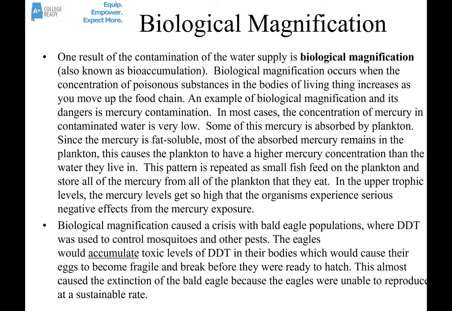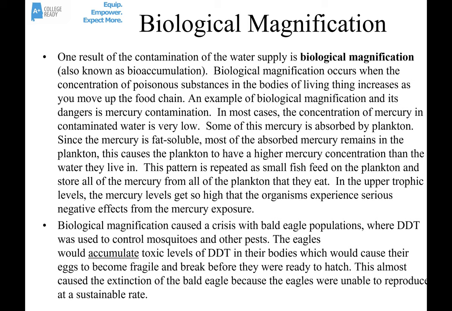In most cases, the concentration of mercury in contaminated water is really, really low. Some of this mercury is absorbed by plankton. The mercury is fat soluble, and that means that once it's absorbed by an organism, it's stored in its fat, and it essentially stays there. Because the plankton is constantly absorbing water and constantly absorbing mercury and storing it, the plankton ends up with a higher mercury concentration than the water around it.